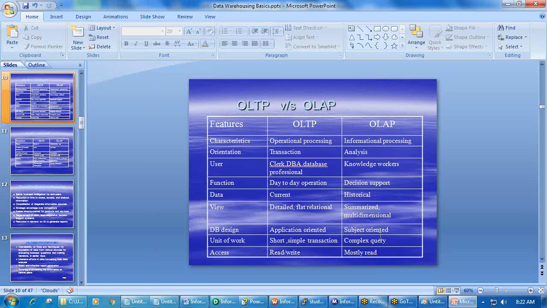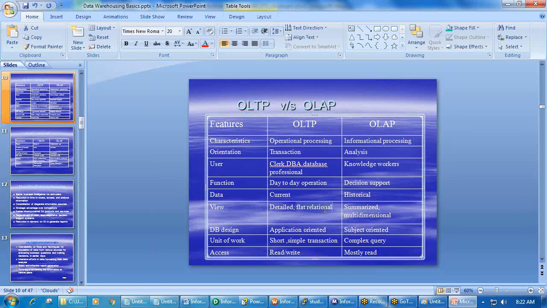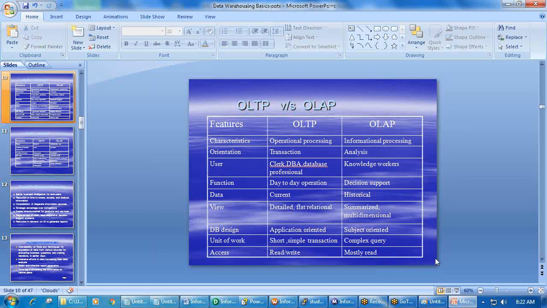So why it is relational in nature is because your OLTP itself is relational in nature, because there will be different relationships. That's why it is relational in nature.